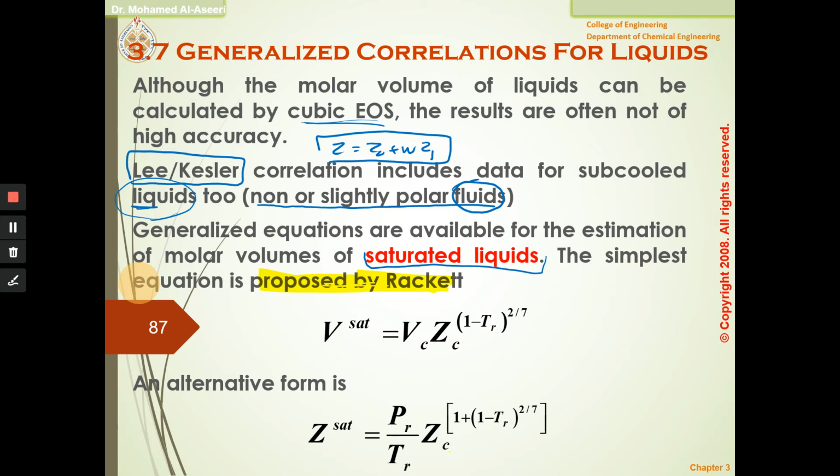You will substitute in Z critical, which you get from table B1, appendix B1, and again it's a function of T only, but this will take you to calculate Z. Of course, once you calculate the Z, you have no problem, because Z is equal to PV over RT. You will substitute to find the volume. That's simple. One equation, substitute, and that's it.